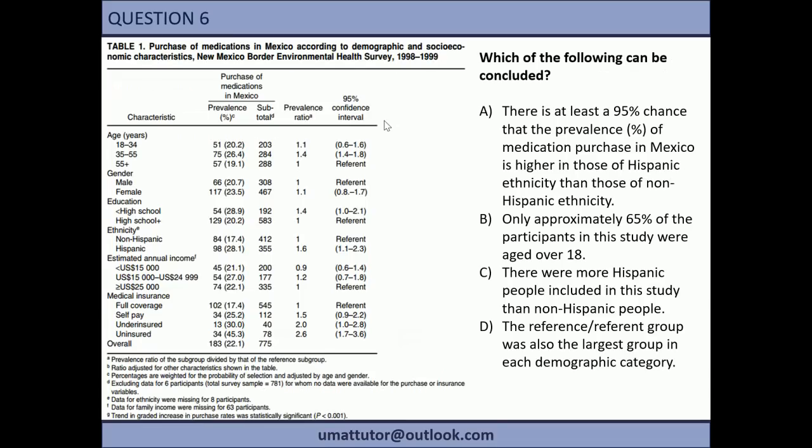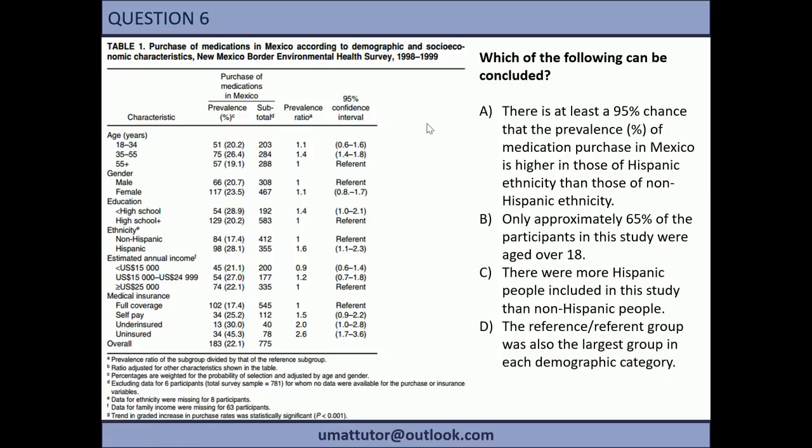Next question now. As always, begin by reading the title. So we're now looking at the purchase of medications in Mexico as broken down by various demographic and socioeconomic characteristics in 98 and 99, as we've got here. So it's quite a big table and there's quite a lot going on.